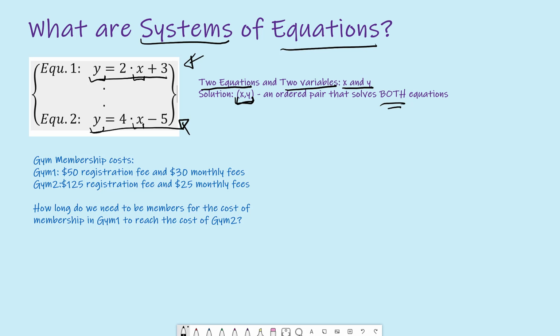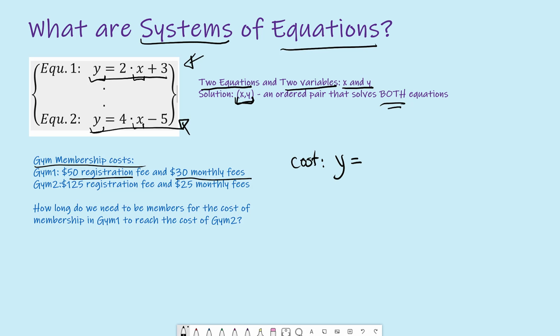Now, in order to understand better why we would be handling systems of equations that we would like to solve simultaneously, here is a real life example. And I'm going back to the gym membership cost. We've used this example in other videos. So we have Gym 1 and Gym 2. Gym 1 has a $50 registration fee, so that's a one-time fee, and then every month it has a $30 monthly fee. So the overall cost we will call Y, okay? Cost is going to be our Y.